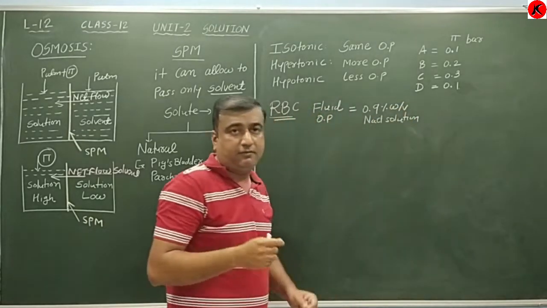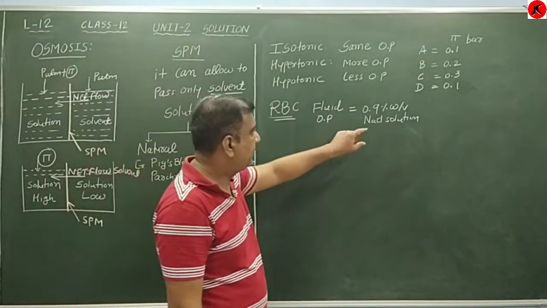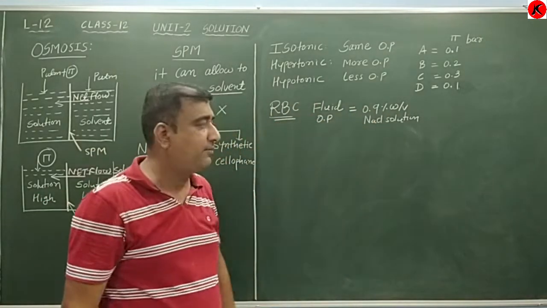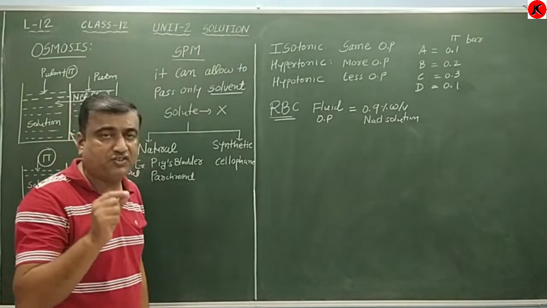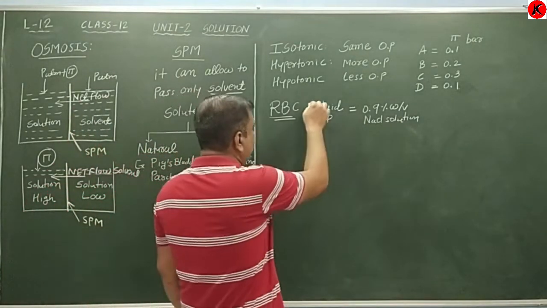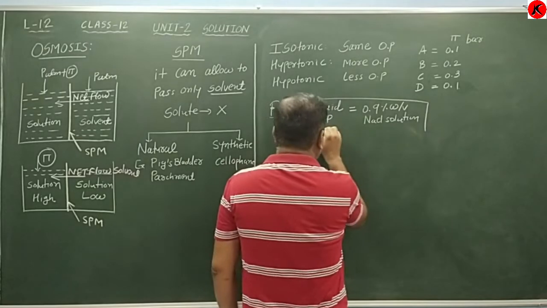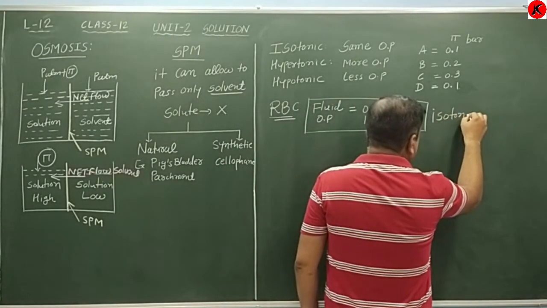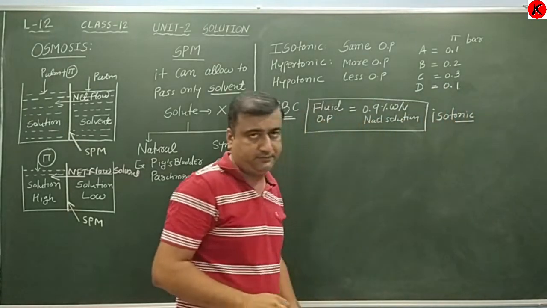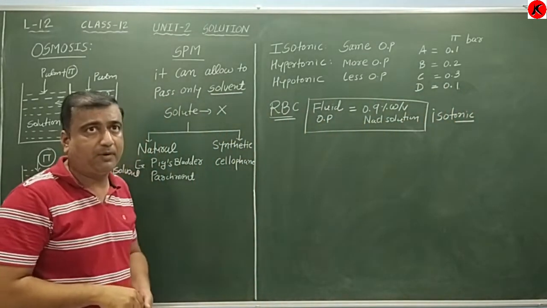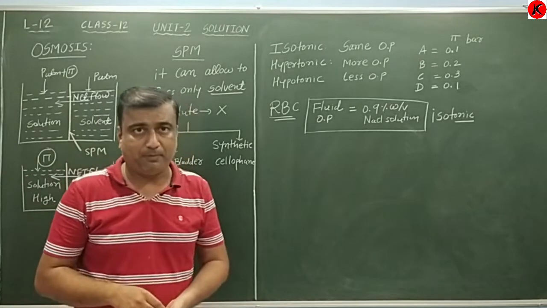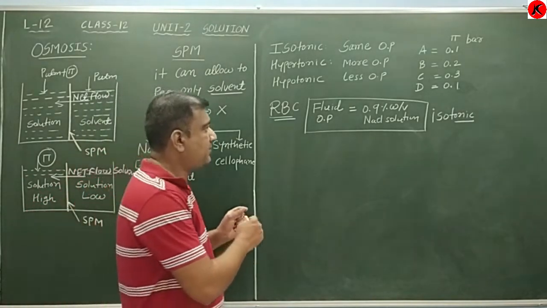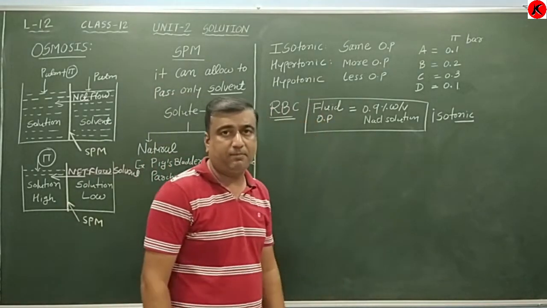That means when we are calculating the osmotic pressure of this solution and the fluid inside the RBC, both have the same osmotic pressure. That means these are isotonic solutions, because under the same temperature they have the same osmotic pressure. Now what happens when RBC is kept in a different solution?